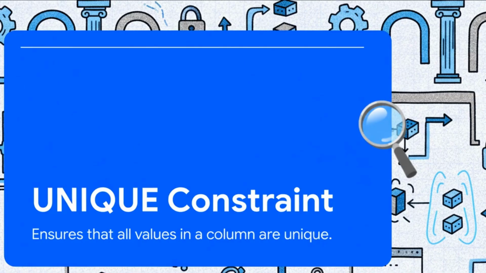Okay, next up is the unique constraint. And yeah, this one does exactly what it sounds like. It makes sure every single value in a column is one of a kind. Just imagine a products table. You would never want 2 different products to have the same product code, right? That would be a complete nightmare. This is the constraint that stops that from ever happening.